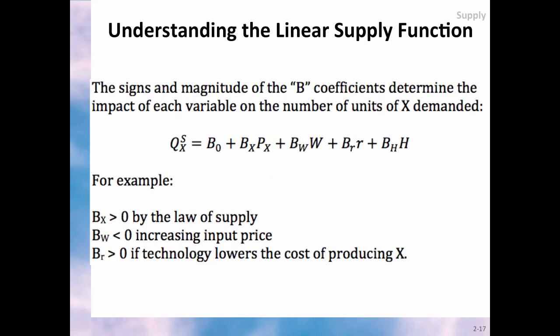Let's see how. The positive sign of Bx is dictated by the law of supply. If the sign of Bw is negative, it means that an increase in the price of an input implies a decrease in supply. If the sign of Br is positive, it means that technology lowers the cost of producing X and therefore an increase in the supply.